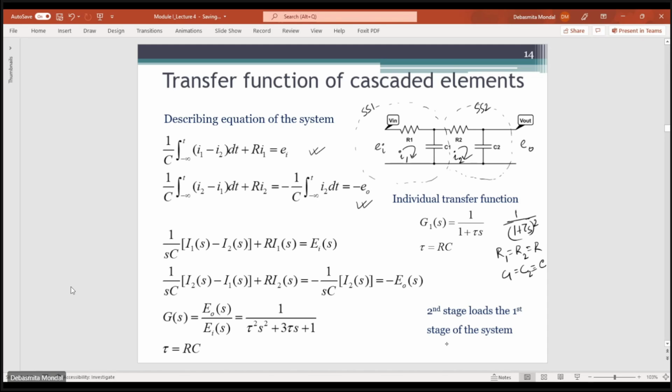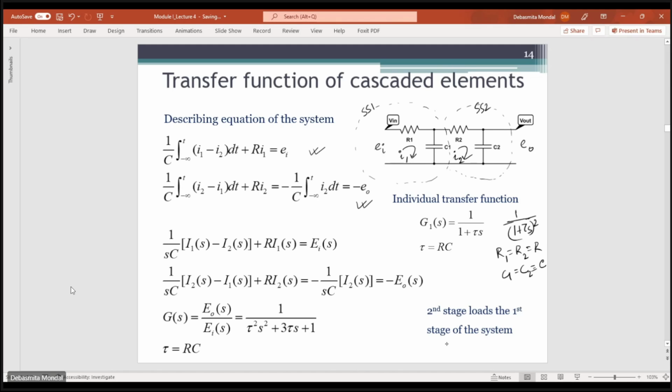Now if you take the Laplace transform of both the equations, the first equation comes as 1 by SC into (I1 minus I2) plus R I1 equals Ei. And then from the next equation, you have this equation. Now, if you want the transfer function, it will be the Laplace transform of the output, which is E0(s), divided by the Laplace transform of the input, which is Ei(s).